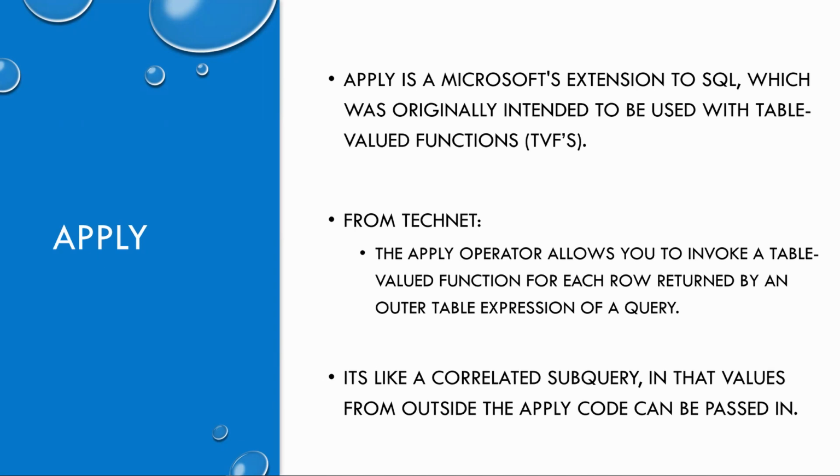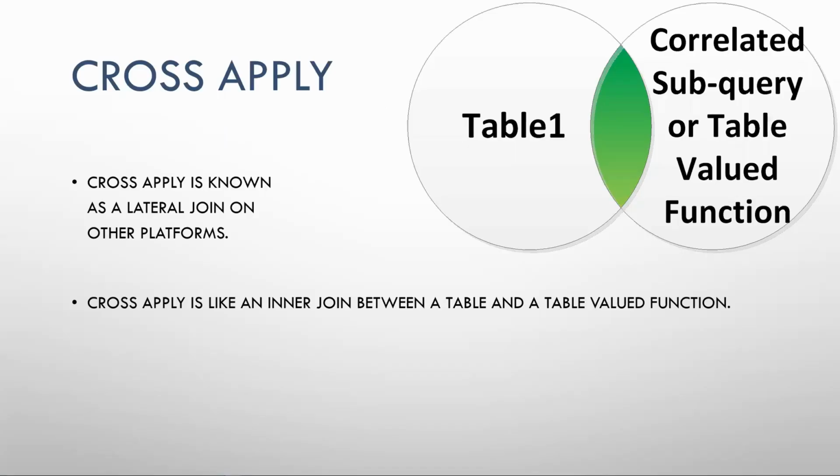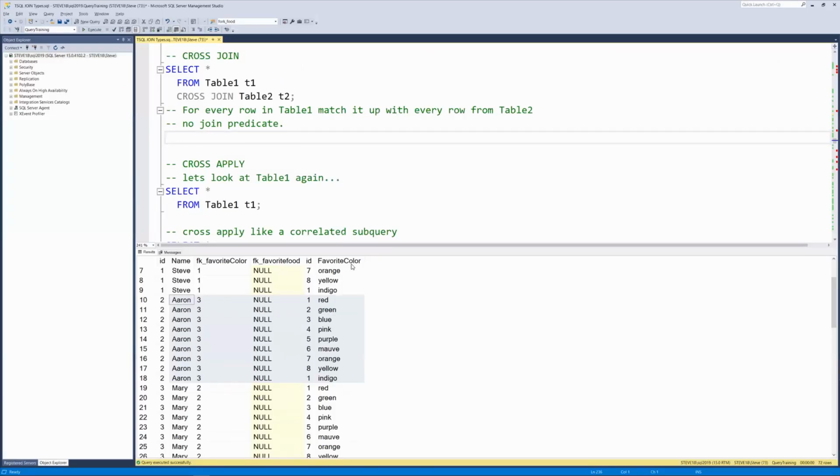It's basically like a correlated subquery, in that the values from the outside are applied and they can be passed to the inside of the query. So let's take a look at an example here. Instead of joining from a table to another table, you're joining from a table to a correlated subquery or a table valued function. And it's like an inner join between a table and a function. So let's take a look at how the cross apply looks.